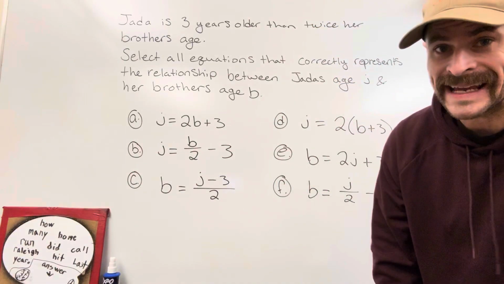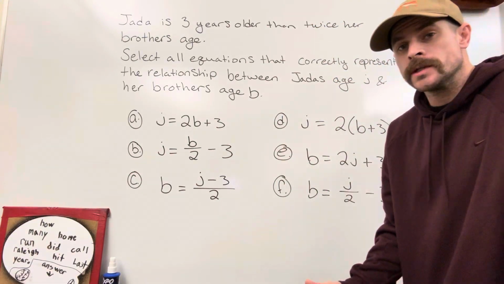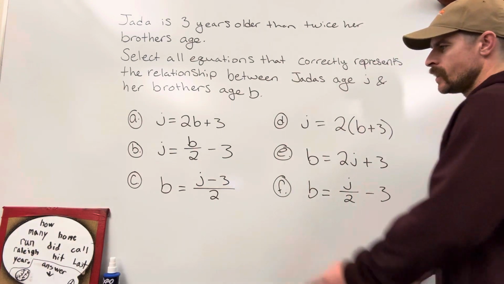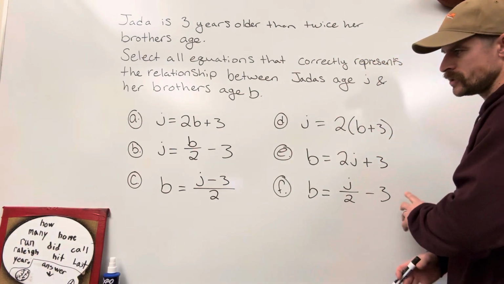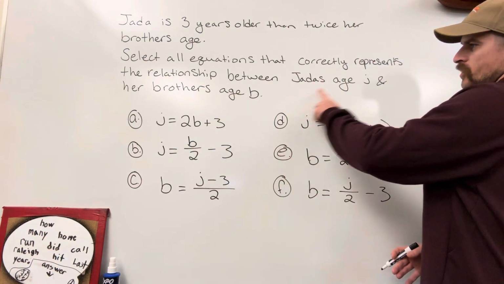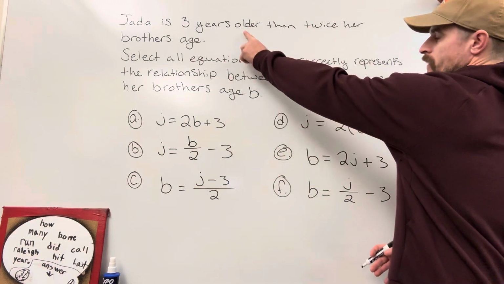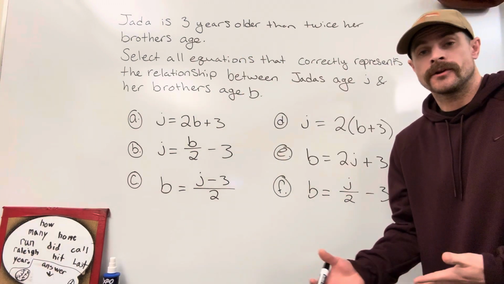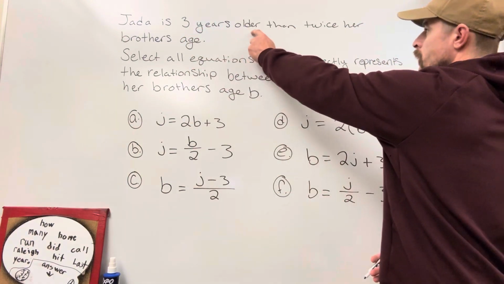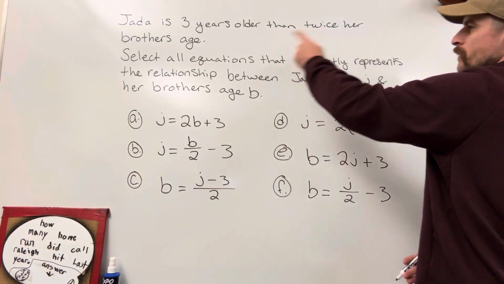Here we got a problem that I gave yesterday to my students, and we had a really good conversation at the end of what's the best route to go about a problem like this. We've got 6 different equations. They all have J and B, which is going to be representing Jada's age and her brother's age. And we're given some information about Jada and her brother in comparison to their age. So Jada is 3 years older than twice her brother's age.